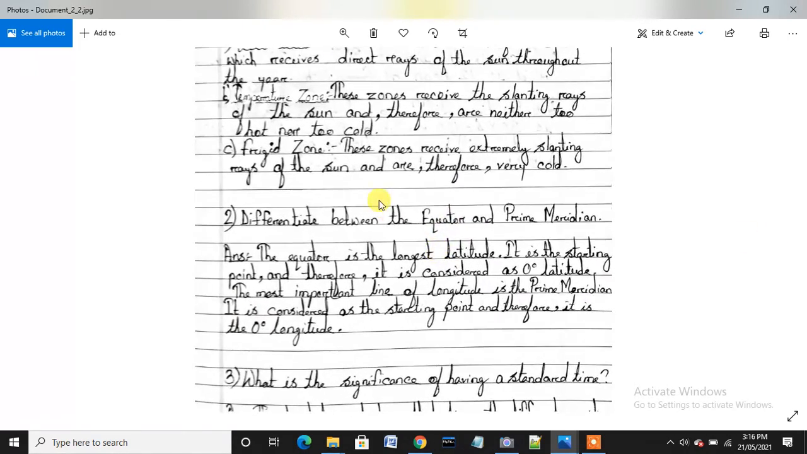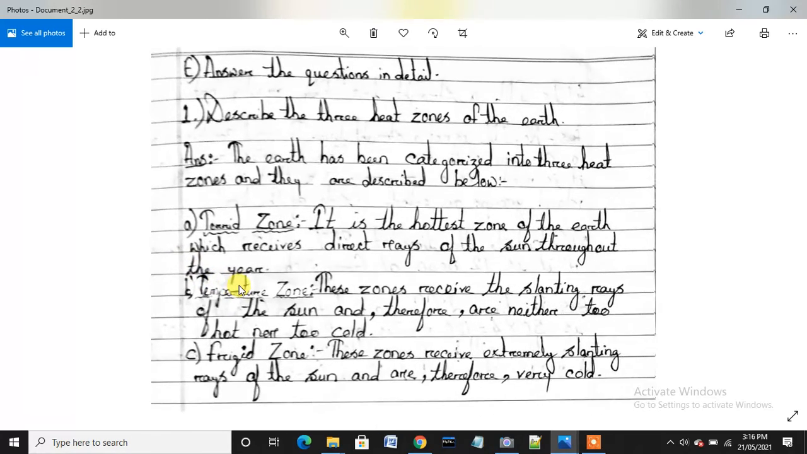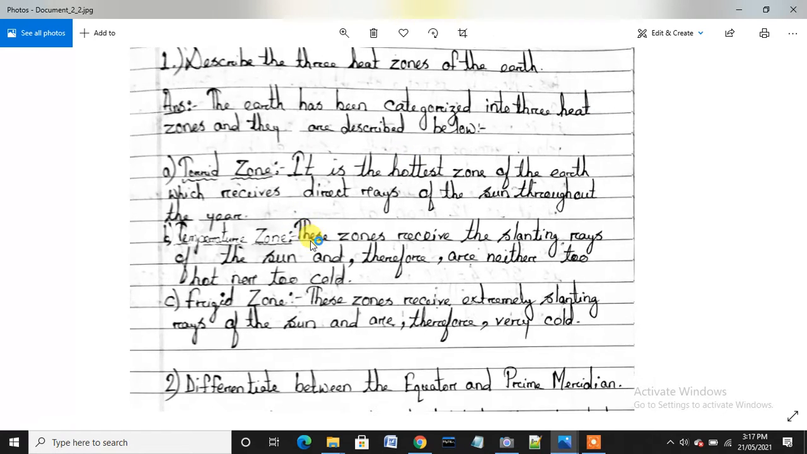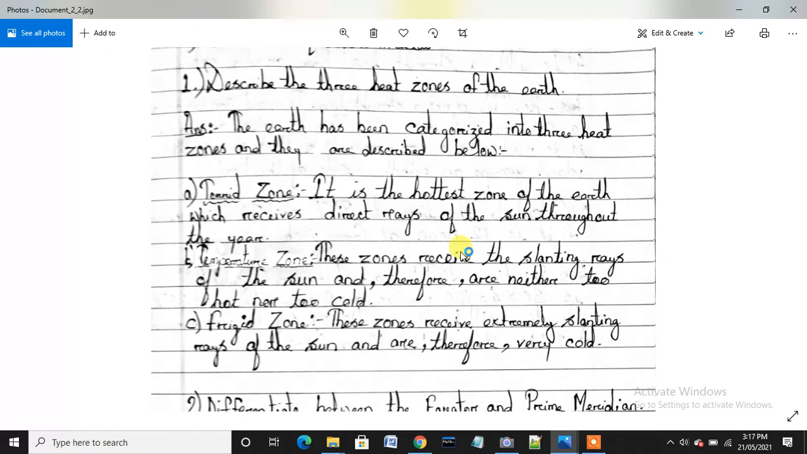So next we can see the answers to the questions in detail. Describe the three heat zones of the earth. The earth has been categorized into three heat zones and they are described below. Students, I have given this time the question answers very short. According to me, this is short only because last year it was long, but I have made it short for you. So you can see this one, torrid zone.